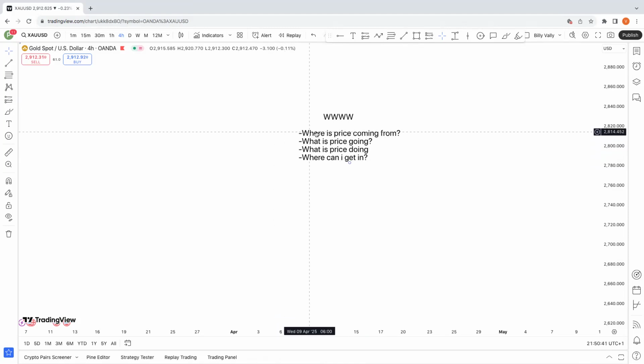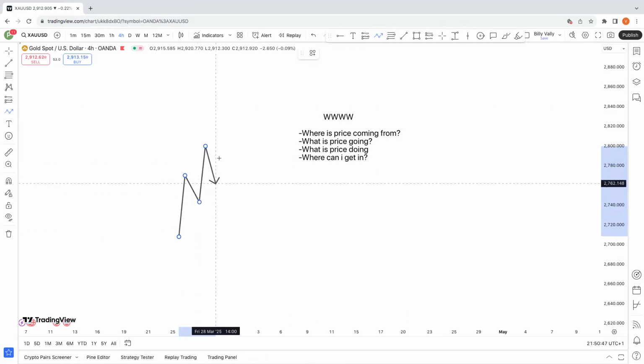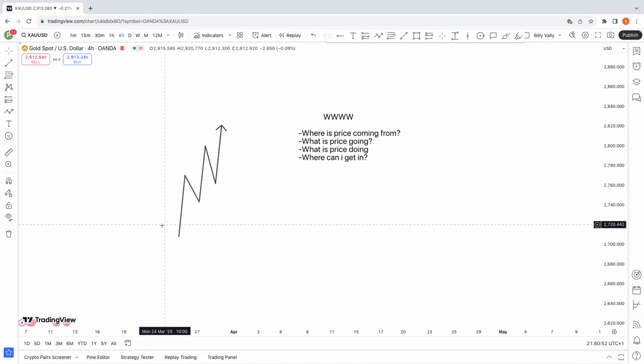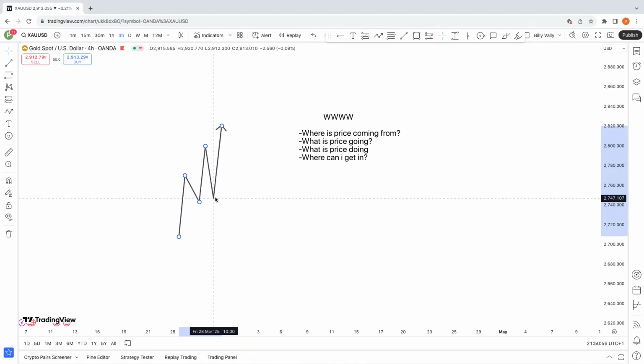So the number one question here is you want to know where price is coming from. Where is price coming from? Let's say price is moving this way, right? You would want to ask yourself, where is price coming from? You need to know where price is coming from. Is price reacting from a zone, right? Where is price coming from? Is price coming from a zone? Is price coming from an imbalance?